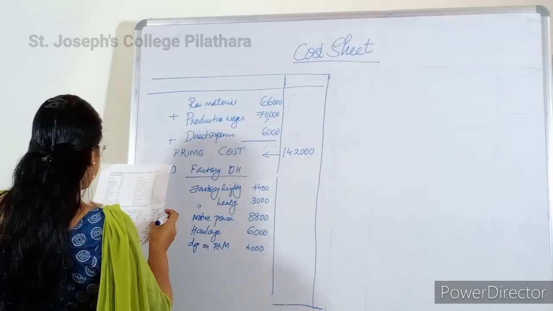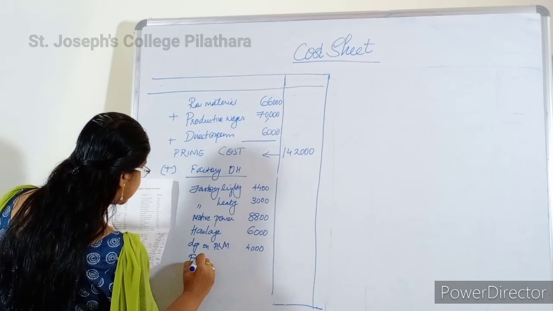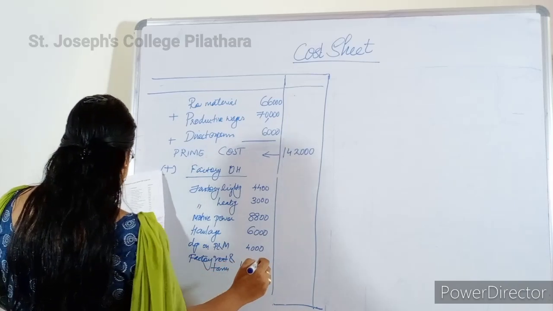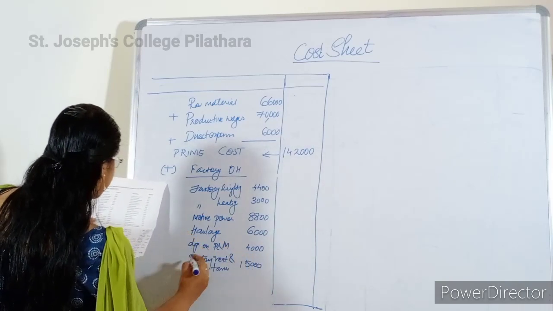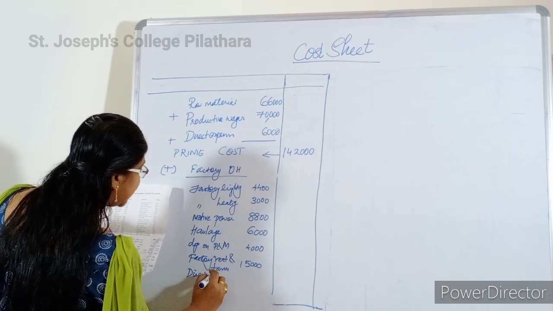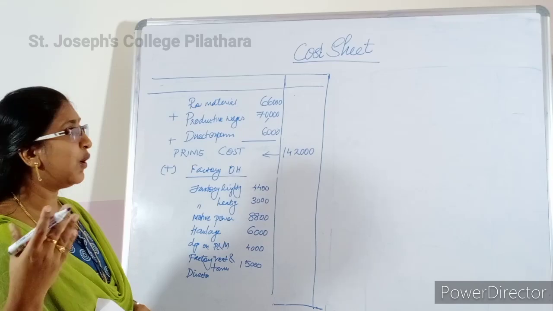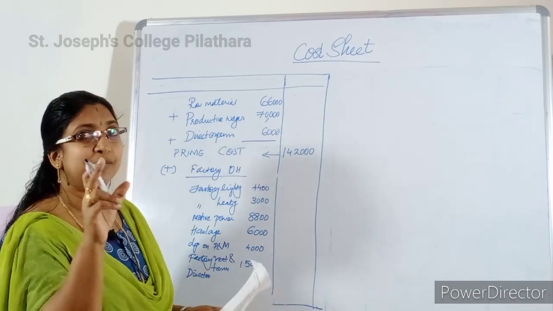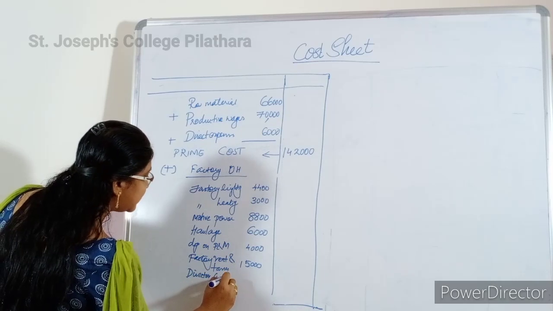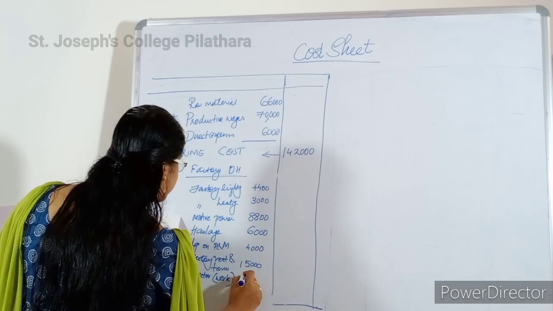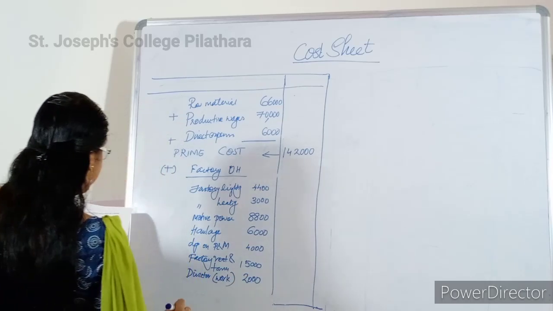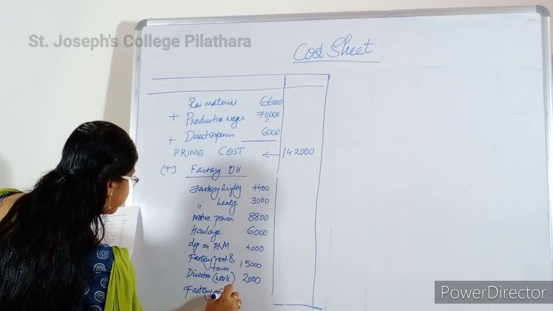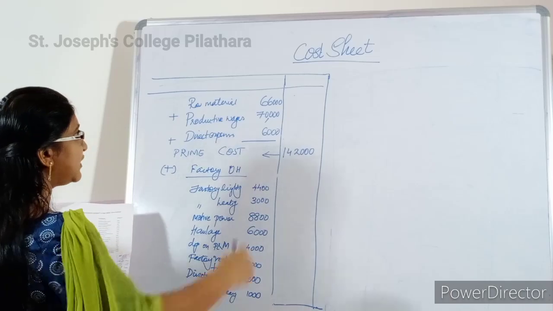Next, factory rent and taxes are given in the question, 15,000. Then director's fee. It is specifically given as director's fee works as well as director's fee office. All expenses indicating office will be recorded in the office overhead. Since our factory cost is also called the work cost, you can see director's fees in brackets marked works, so you will include the director's fees under works, which amounts to 2,000 rupees. Next, factory cleaning, the amount 1,000. The rest we can carry forward.